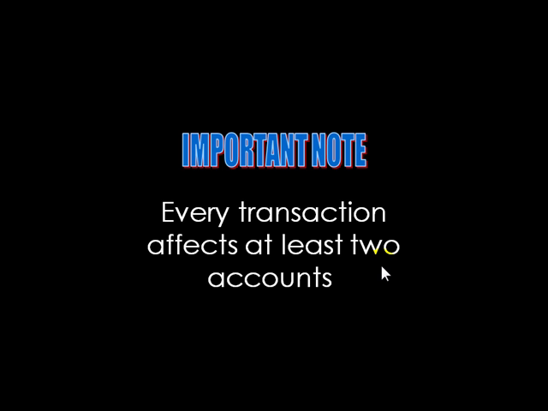Remember, every transaction affects at least 2 accounts. So I'll say this numerous times throughout the semester. For every debit, there's at least 1 credit. Everything stays in balance. There's always at least 2 things happening in a transaction, or it wouldn't balance.